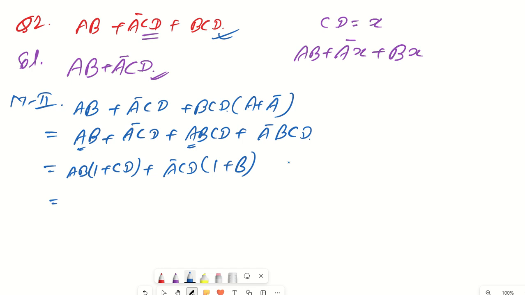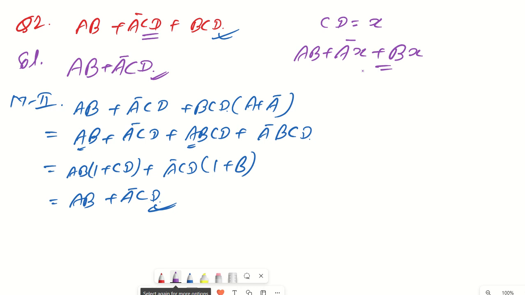Alright. So in that case, you already know that 1 plus anything in digital logic design is 1. So 1 into AB will be AB. So it is going to be AB plus A bar CD. So this is the answer that is matching with this one, right? So you can understand, even if you do not know the rules or do not know the consensus theorem, this is going to give you the solution.